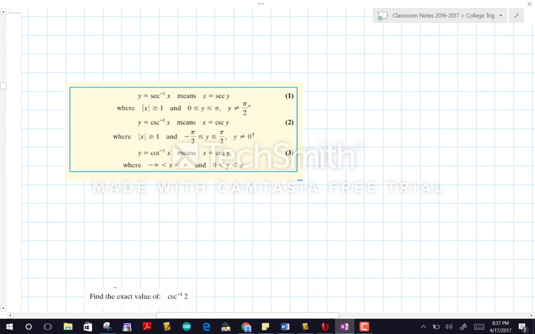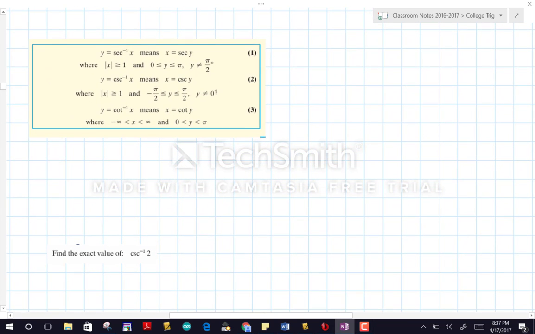Okay, so what we do next is we come up with the definitions of secant inverse, cosecant inverse, and cotangent inverse. And I want you to notice here, because I think we didn't pay as much attention to this back in the other section, that when we said y is equal to the sine inverse of x, what that means is we're looking for an angle y so that the sine of y has that x value, okay?